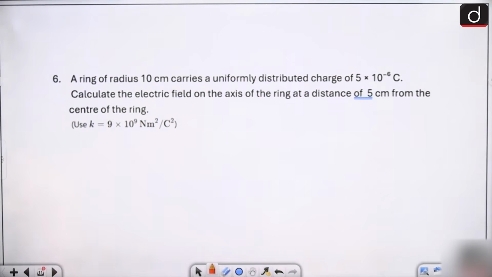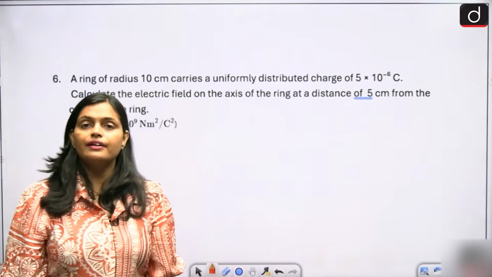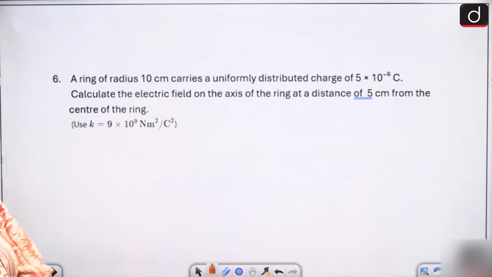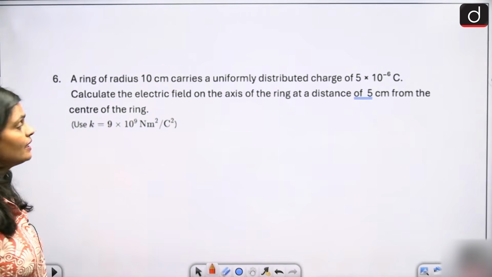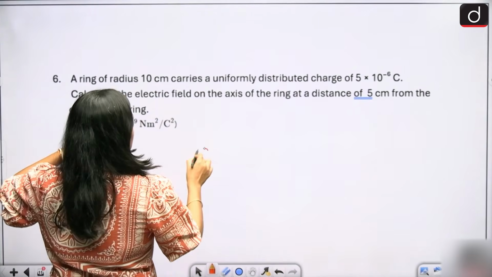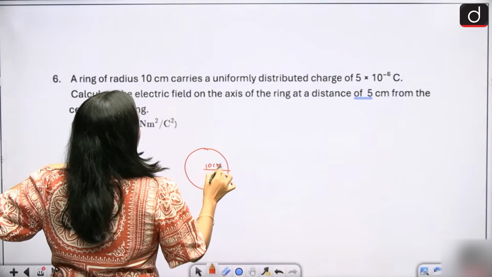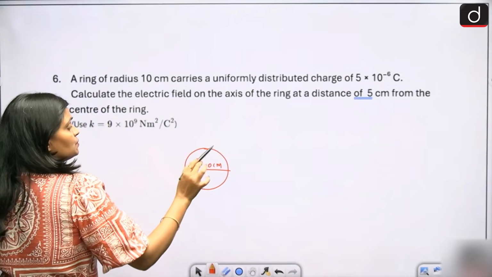Next question is, a ring of radius 10 centimeter carries a uniformly distributed charge 5 into 10 to the power minus 6. Calculate the electric field on the axis of the ring at a distance 5 centimeter from the center of the ring. सिंपल है. अभी आपको क्या करना है, देखो क्या कह रहा है. Now you have a ring of radius 10 centimeter, which carries a uniformly distributed charge of 5 into 10 to the power minus 6.